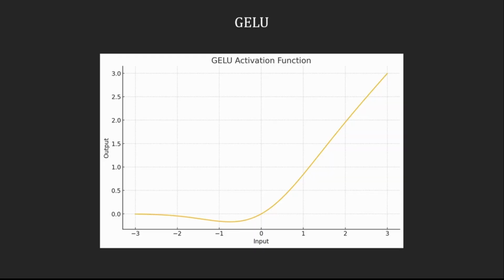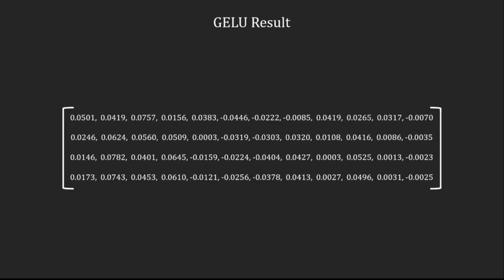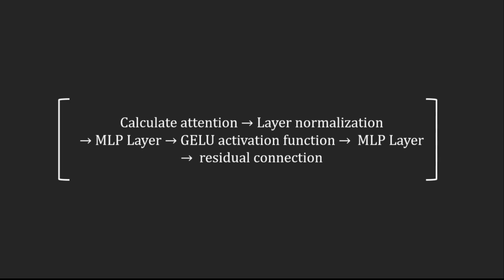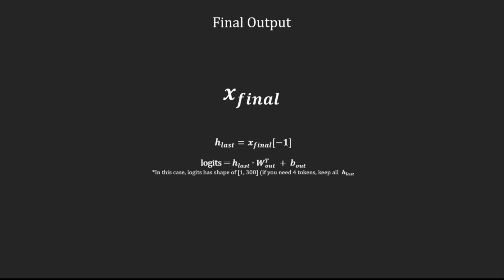This step is known as a residual connection. After that, apply layer normalization again and pass the result through the first multi-layer perceptron layer, MLP for short. Apply the GELU activation function, then pass it through the second MLP layer. Add another residual connection at the end of this step. This whole process, attention, layer normalization, MLP with GELU, second MLP, and residual connection again, is repeated 4 times in total. After the final layer, you get an output called xFinal.